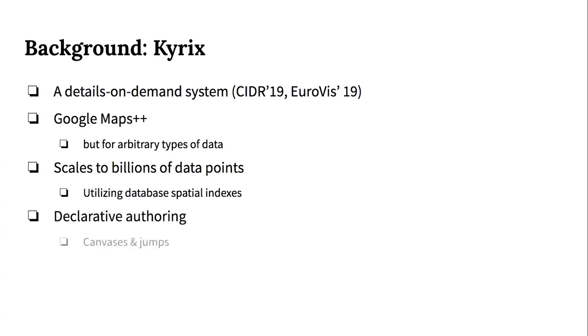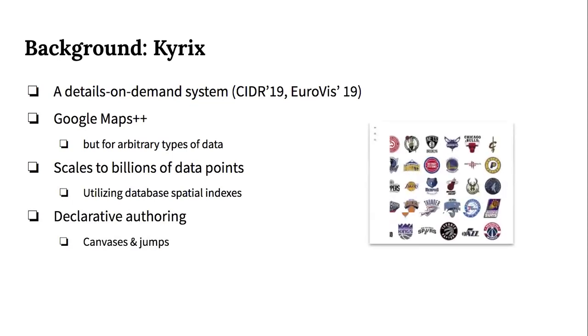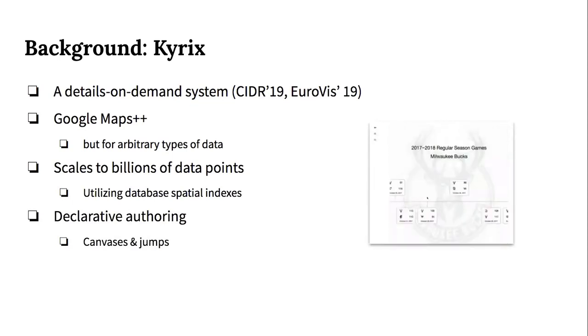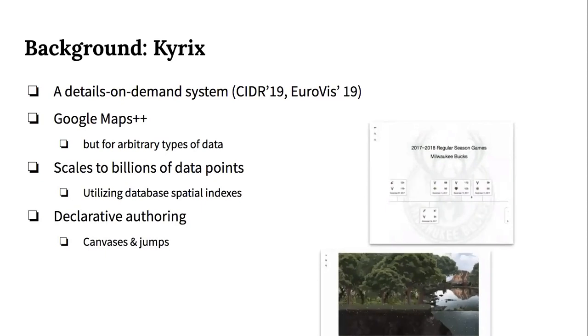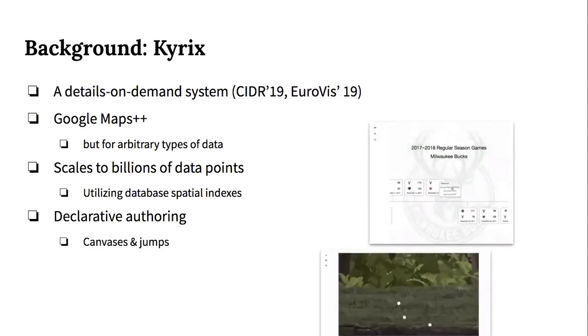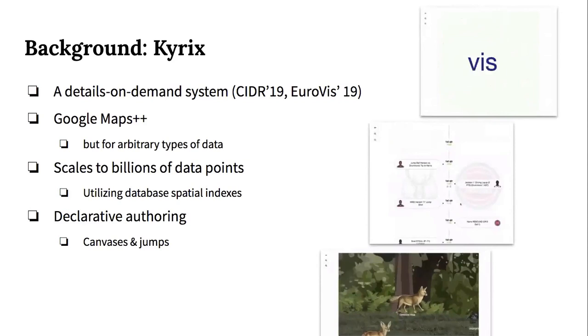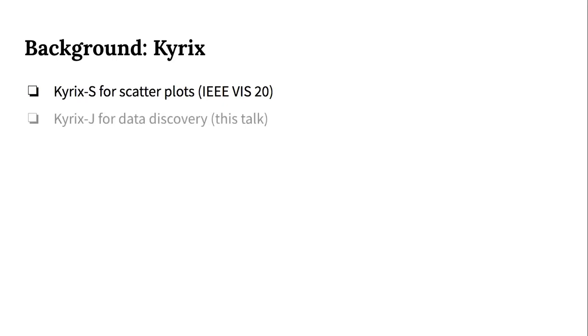So these are the example applications that can be built with Kyrix, including a basketball data visualization, a map of animals in the rainforest, and a hierarchical visualization of code packages. We later started building extension systems on top of the base Kyrix system. Kyrix-S is for scalable scatterplot visualizations, which was published in VIS 2020. Kyrix-J is for data discovery in data lakes, which is the topic of this talk.